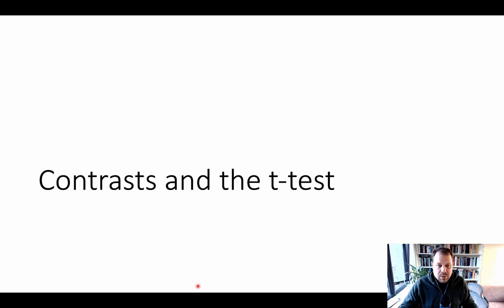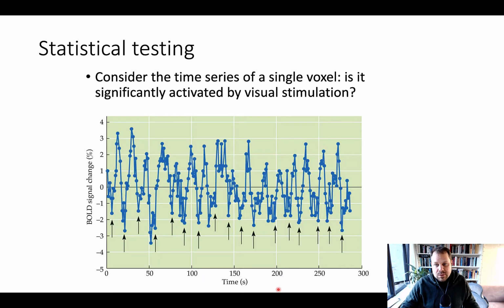But let's talk about the t-test for a second here. So let's consider a simple experiment in which visual stimuli were shown to the participants at specific time points. And we want to make a decision about whether at these time points, immediately after the stimulus was presented, the signal is significantly larger than at null time points, so when nothing was presented to participants.